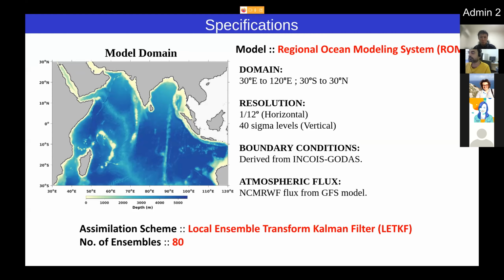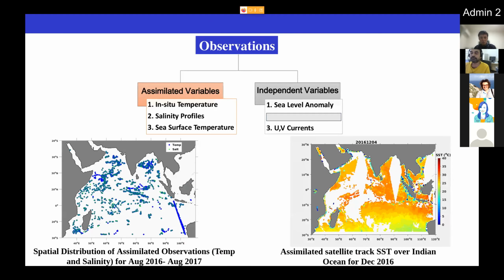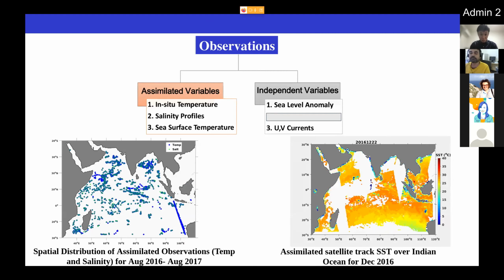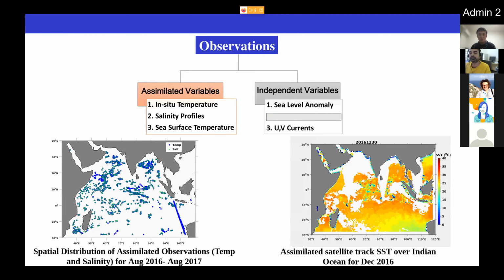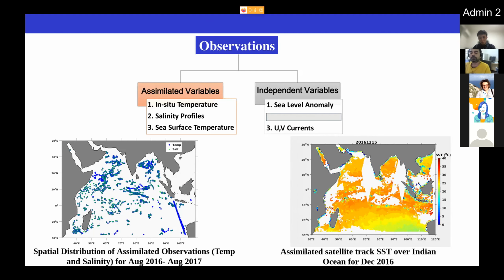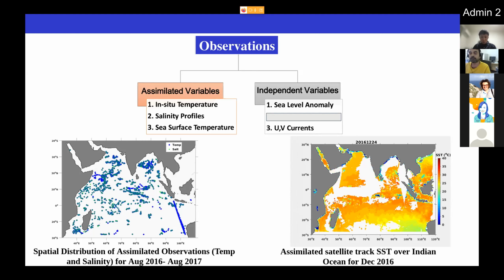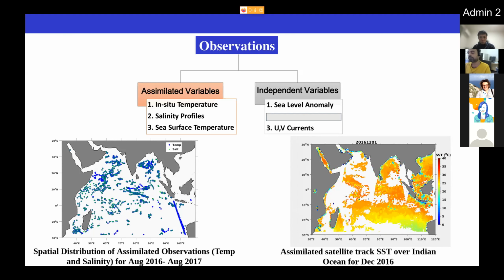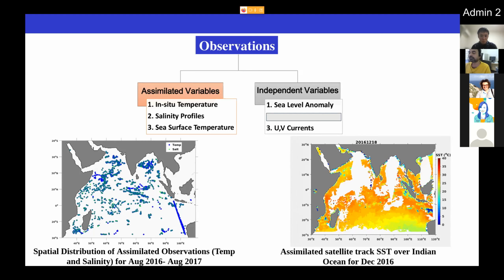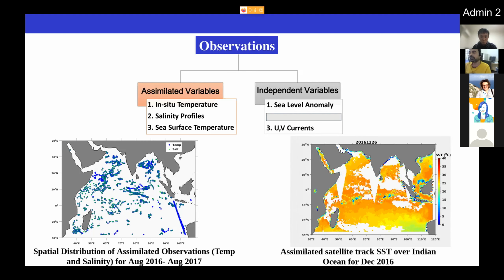We use a localization radius of something like 200 kilometers. We also use a covariance inflation factor of about 10% to maintain the ensemble spread. The observations that we assimilate are in situ temperature and salinity profiles from various platforms like Argo, moored buoys, ship tracks, etc. In the left panel, you can see a plot of all those in situ profile data locations for about 1 year in this entire Indian Ocean domain that we have at our disposal. On the right-hand side, I show an animation of the satellite track data from AMSR-E of SST, sea surface temperature. These are the data that go into the LTKF ROMS system.